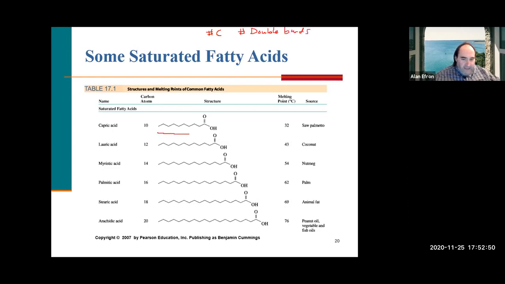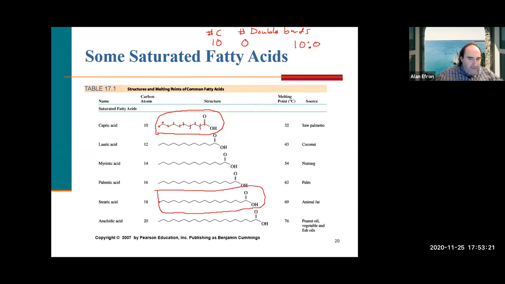So for example, this first one here, if you count up all the carbons, as it says there, 1, 2, 3, 4, 5, 6, 7, 8, 9, and 10, that would have 10 carbons and no double bonds. This is sometimes referred to as a 10:0 fatty acid, which means it has 10 carbons and no double bonds. The one on the bottom here has 18. So if you count up all the carbons, it's got 18 carbons and also no double bonds. This would be referred to as an 18:0 fatty acid. Again, 18 being the number of carbons, 0 being the number of double bonds.